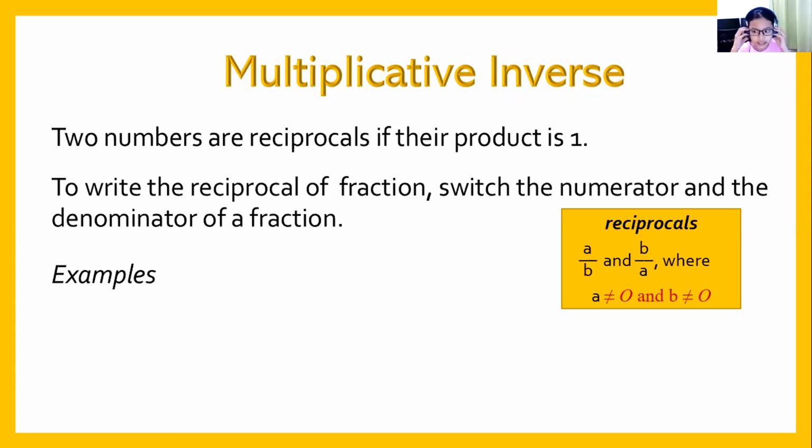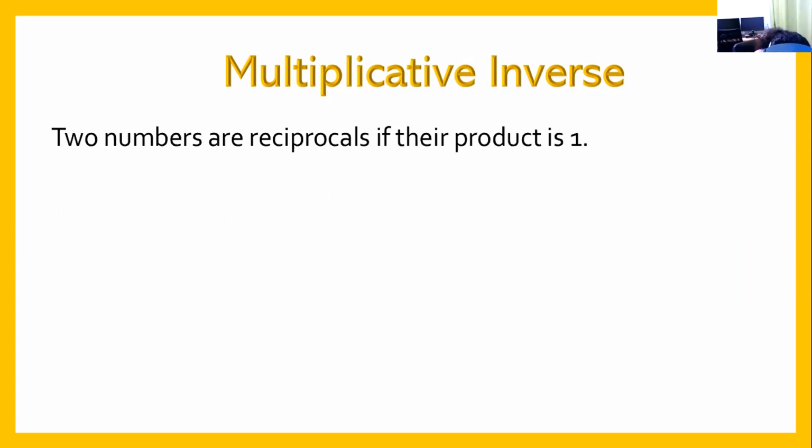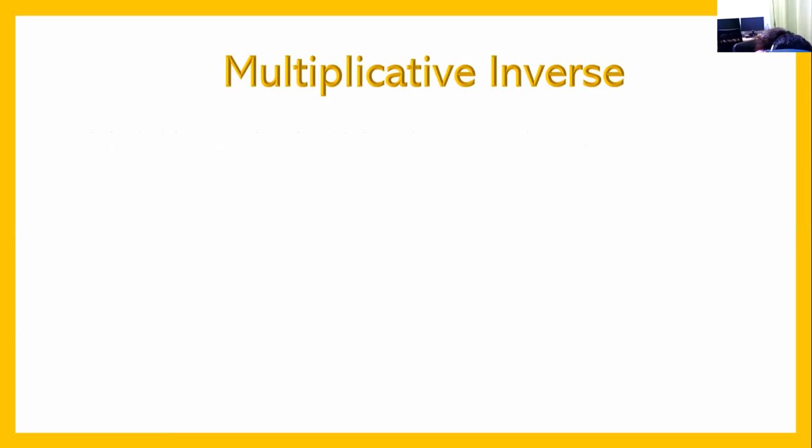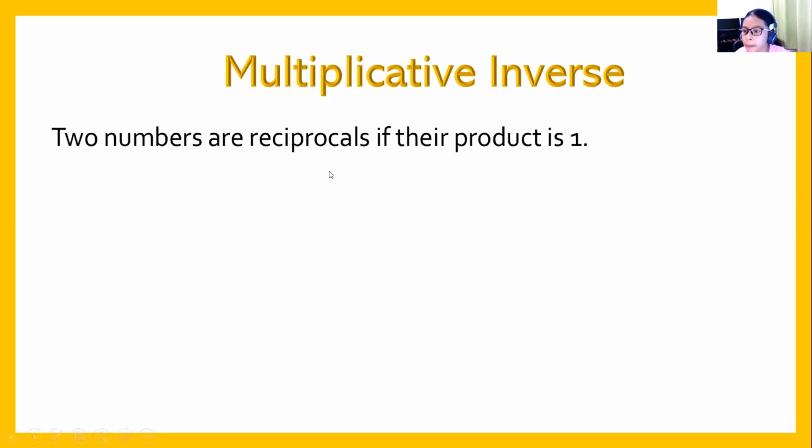Yes, question. Okay. So let's do it. All right. So what is multiplicative inverse? All right. It will tell you that two numbers are reciprocals if their product is 1. Okay. Do you understand that? Two numbers are reciprocals if their product is 1. What does it mean exactly? So we'll see.